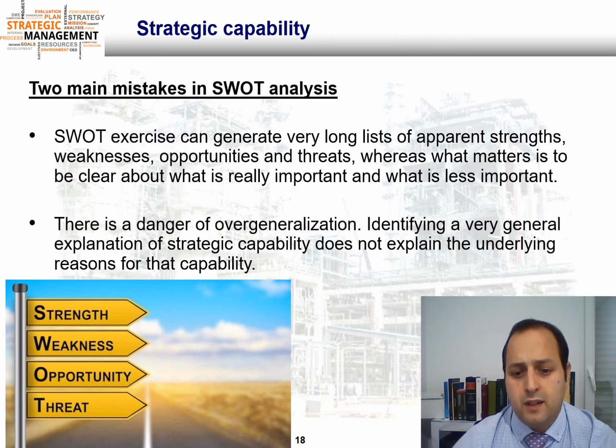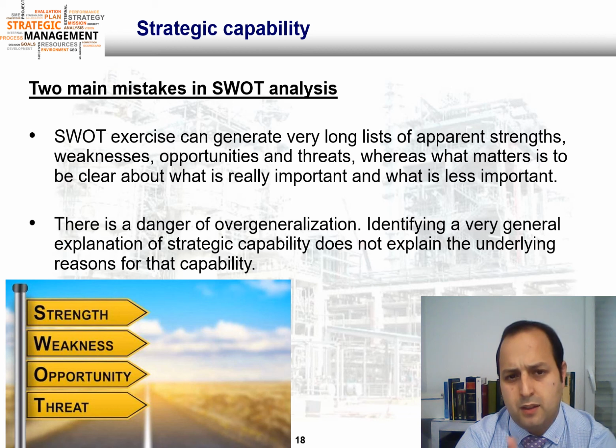And we are going to finish the SWOT analysis by just naming two main mistakes in doing SWOT analysis. First of all, the SWOT exercise can generate very long lists of apparent strengths, weaknesses, opportunities, and threats, but you have to take into account what really matters. You have to separate and be clear about what is really important and what is less important. So it's not about doing a long list, it's about focusing on what's really important for a company.